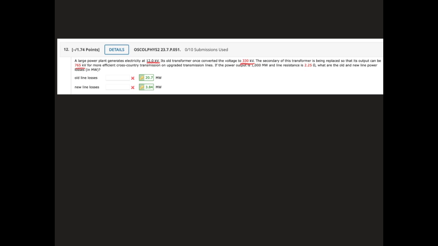The output power is 1,000 megawatts. Mega means 10 to the sixth. And the line resistance is also given. That's going to be important later on when we're calculating the actual power loss, which is what it's asking for. It says, what are the old and new power losses in the lines as it's transmitting the power?